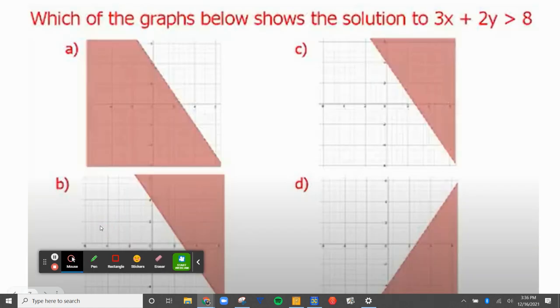Here's the try it problem. Which of the graphs below shows the solution to 3x plus 2y is greater than 8?